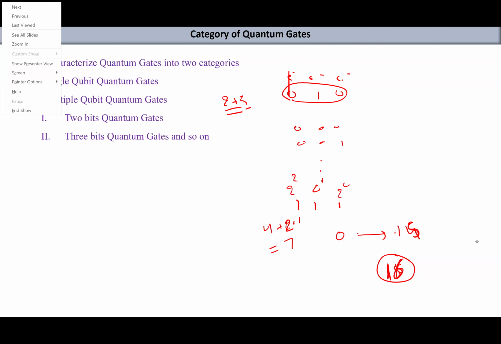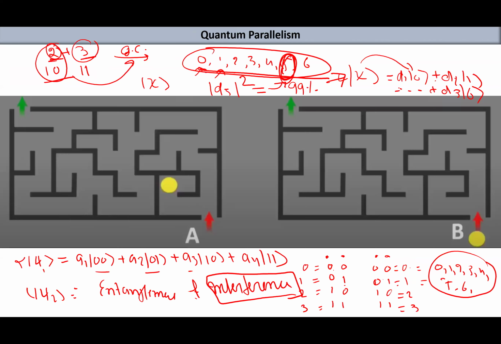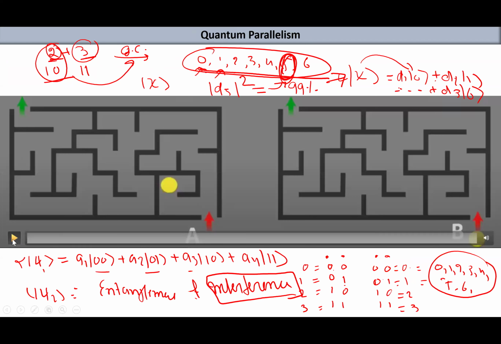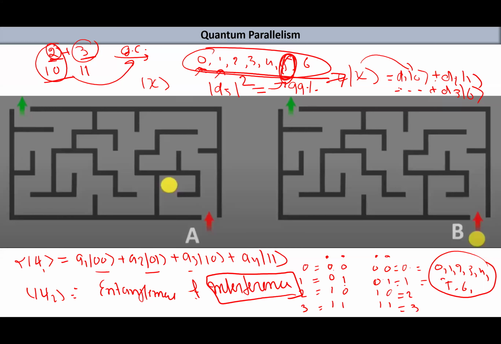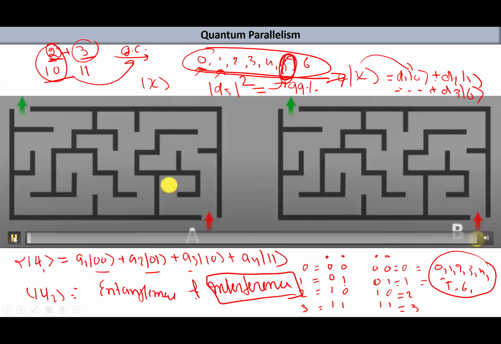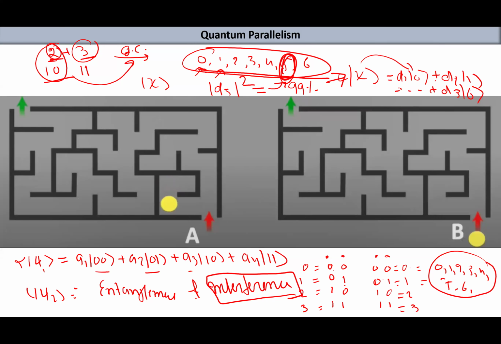Okay, coming back to what I was trying to show here. This is a video to show how you can visualize quantum parallelism, or quantum superposition. For example, in a classical system, if you want to go from here to here, you have to try each and every path one by one, and after many trials you can reach there. But in a quantum system, it will explore all the paths at the same time.